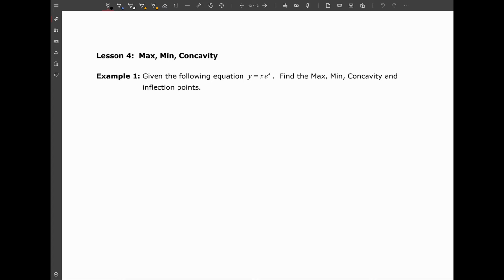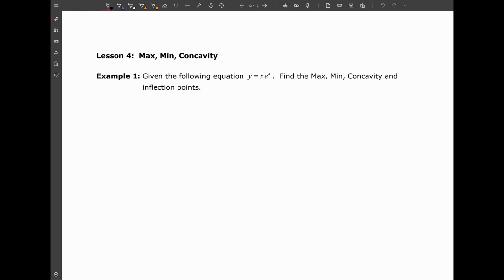All right, everybody. So we're going to be looking at max, min, and concavity when it comes to exponential and logarithmic functions. So example 1 is also the only example. Given the following equation, y is equal to x e to the x, find the max, min, concavity, and inflection points. So this is all the same process as when we've done curve sketching in the past. We're just using exponential functions this time.